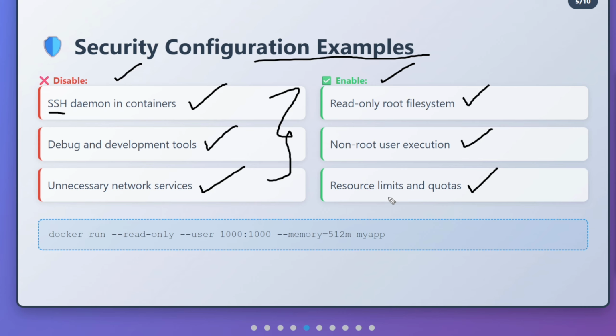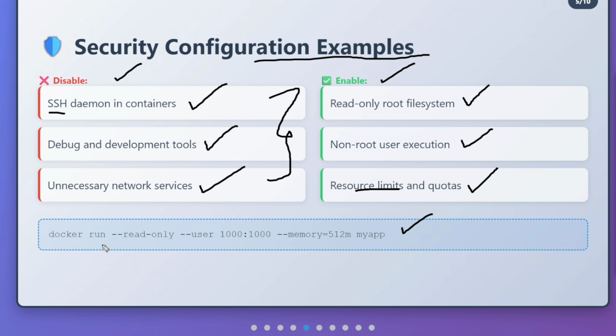And the next point was resource limits and quotas. Basically, we need to set up memory or CPU process limits. This prevents the containers from consuming all system resources or going into denial of service. Okay, so DoS attacks can be prevented by enabling these resource limits in the container. So this was one example container, which will run with a read-only file system, with a non-root user, and a memory limit also set up.